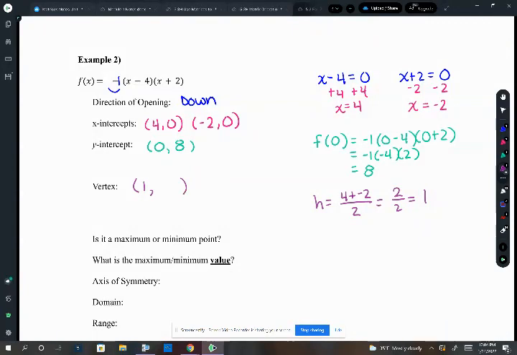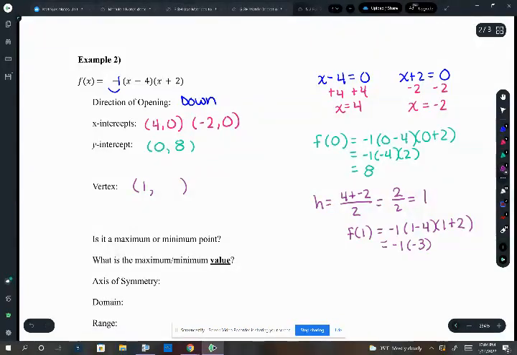The way we find our k value is we take that 1 and put it in our equation. So we're going to go f of 1 instead of 0. So we're going -1, 1 minus 4, 1 plus 2. We're just putting 1 in everywhere there's a 0. Then we do the work. So -1, this is -3, and this is +3. When we multiply together, -1 times -3 is 3, times 3 is 9. So my vertex point is 1, 9.